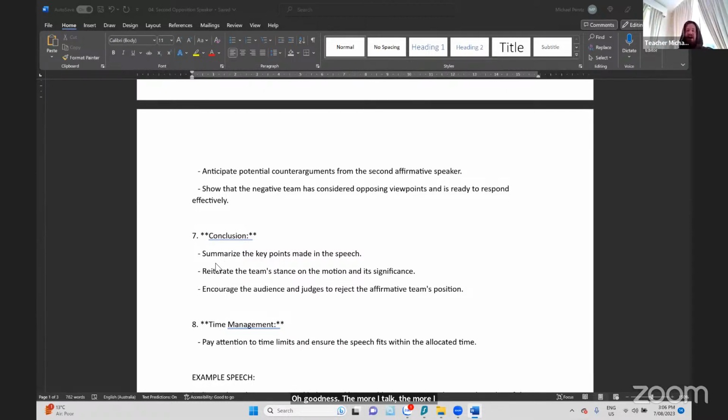So next, for our conclusion, we want to summarize the key points that were made in the speech. And you want to remind everybody of your team's stance on the motion and why it's important. And then, of course, you want to encourage the audience and the judges to reject the affirmative team's position.